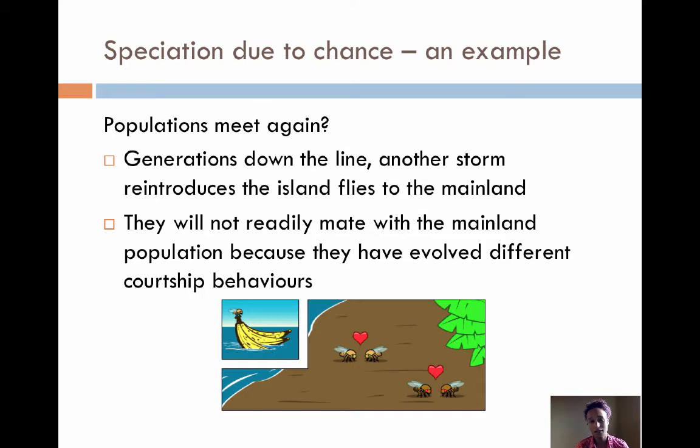Now, down the line, perhaps there's another hurricane, and that hurricane comes and sweeps them back to the mainland. Those new flies that have evolved on the island are brought back to the original population. However, because they are now completely separate species, they won't actually mate. They might have different behaviors, different ways of communicating with each other around reproduction. And so you actually have no interbreeding occur.